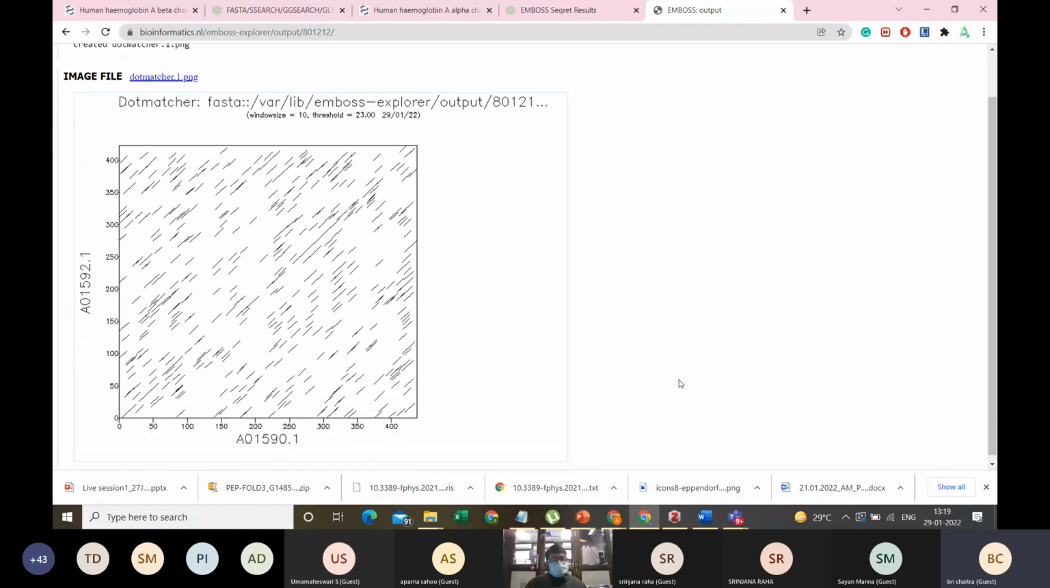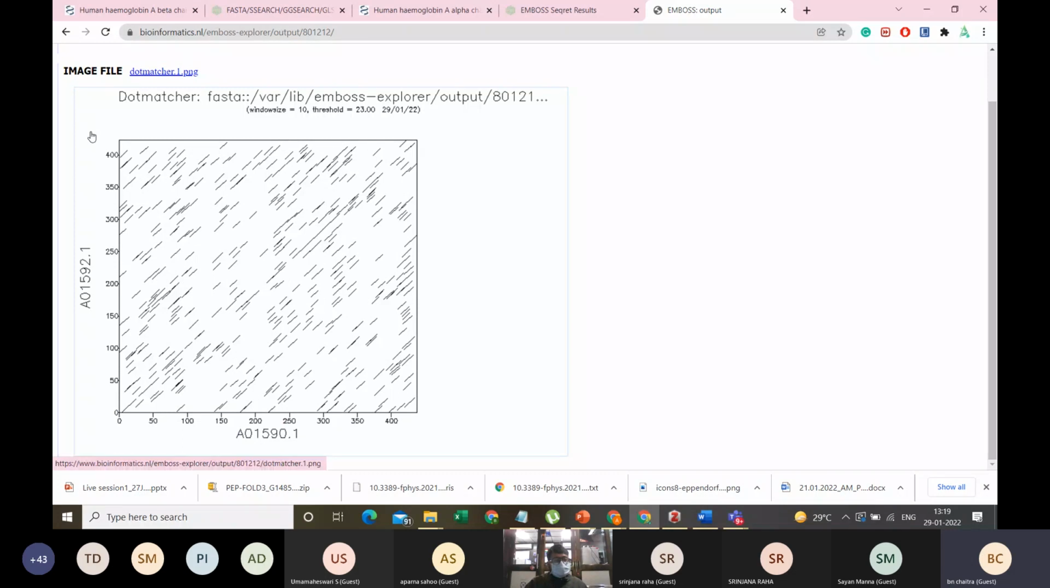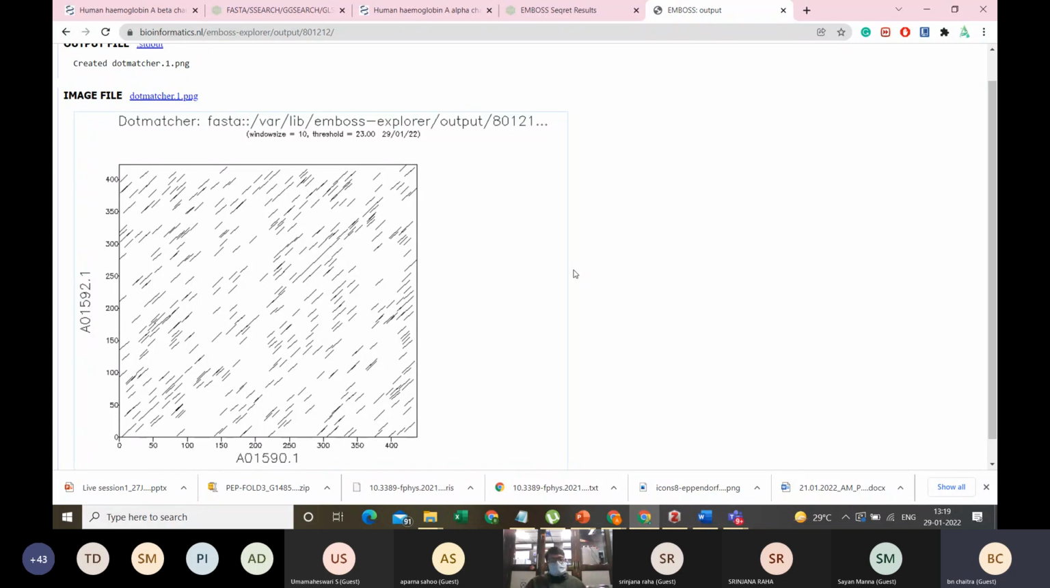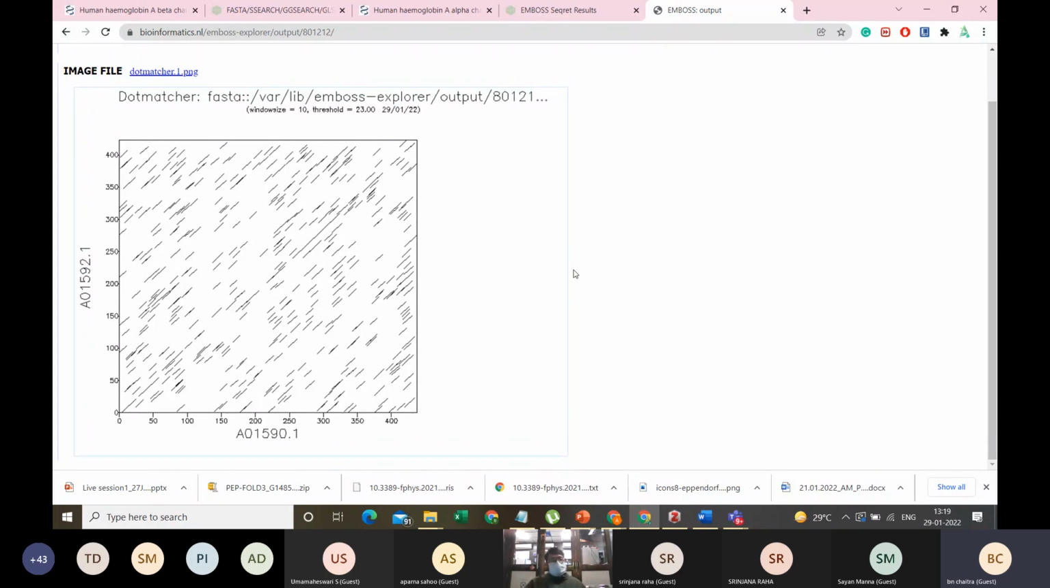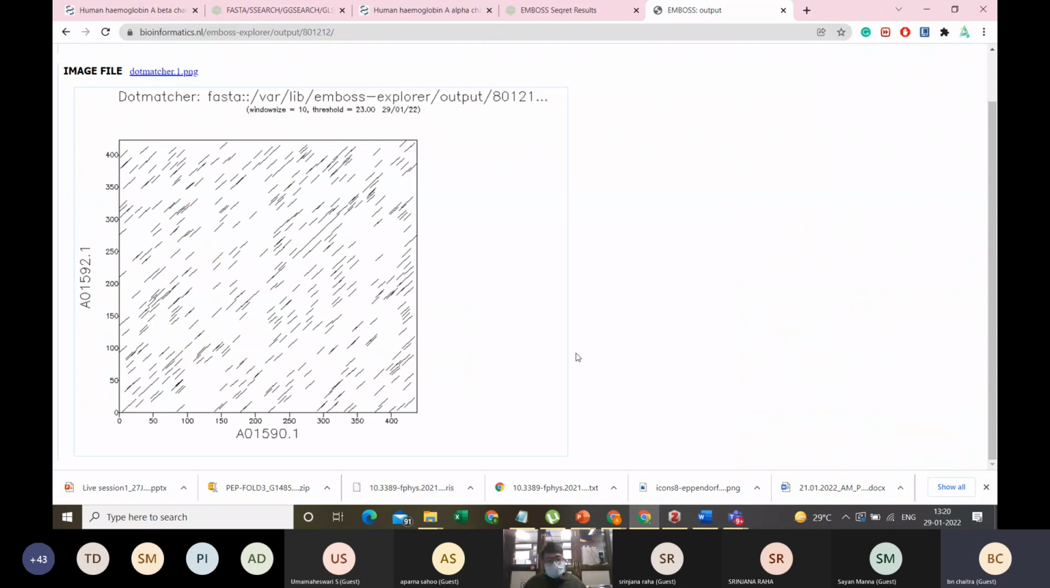If we give this title and all, this is the sequence, this is the sequence, and where it has been merged, we can see it diagonally. But here it is only 400. How many sequences are there? Only 400-something sequences are there. This happens if we know both the sequences.